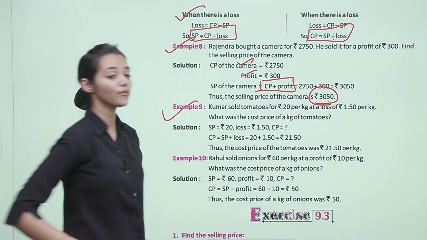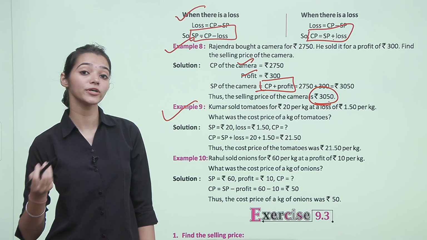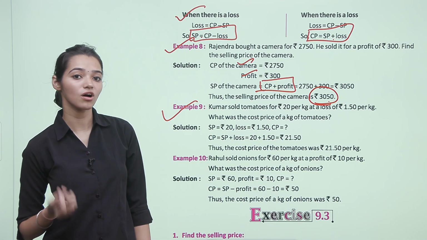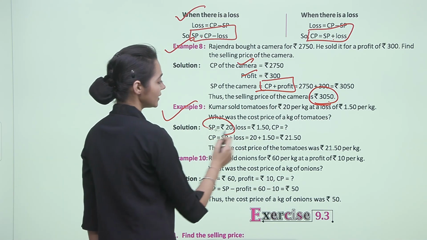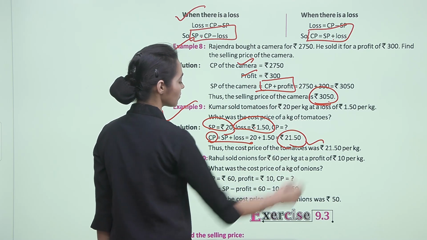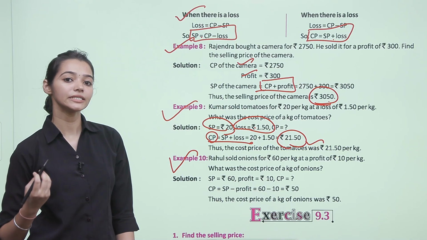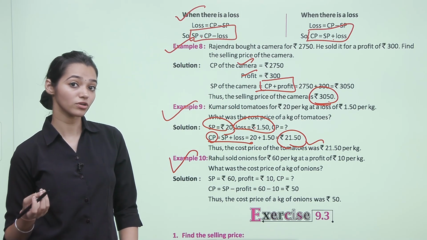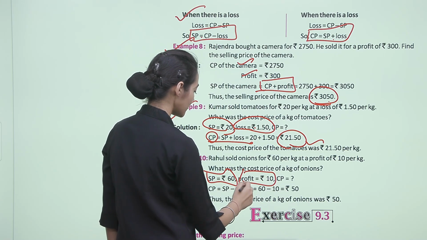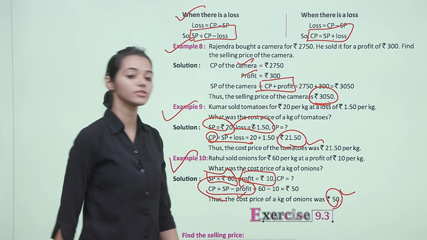Now we are told that Kumar sold tomatoes for 20 rupees per kilo at a loss of 1.5 rupees per kg. Now what is the cost price of a kg of tomatoes? So selling price 20, loss 1.5. Cost price will be selling price plus loss, that is 21.5 rupees. Now for example number 10, we are told that Rahul sold onions for 60 rupees per kg at a profit of 10 per kg. So selling price is 60 rupees, profit is 10 rupees. Cost price is equal to selling price minus profit, so cost price is 50 rupees.